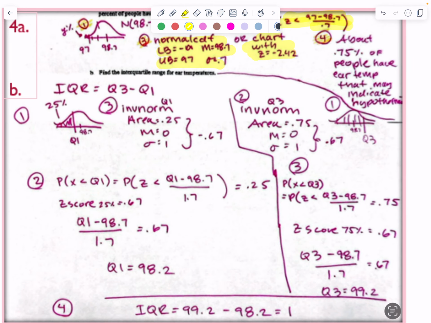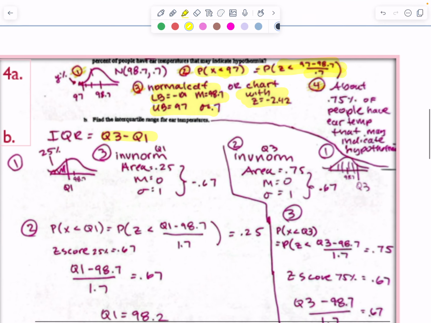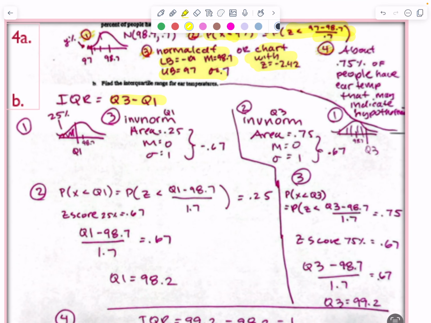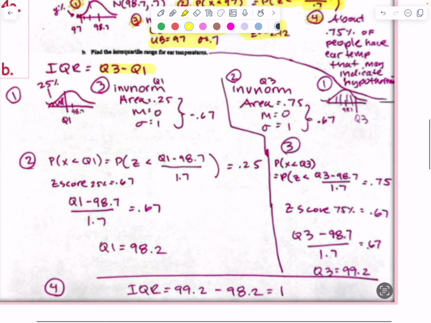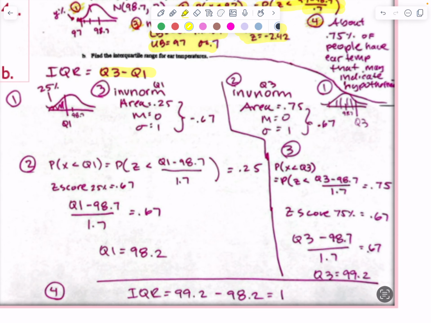I know that my IQR is Q3 minus Q1, and I have a mean and a standard deviation. This is one way to solve it. There's a little quicker way to solve it, which I'll show you in a second. But if you solve it with z-scores, this z-score is going to be negative 0.67, and this z-score is 0.67.